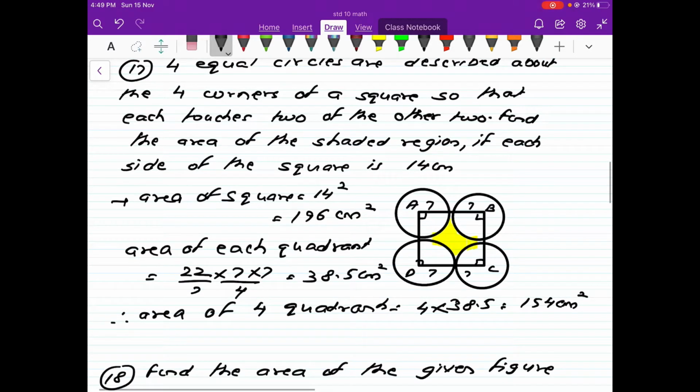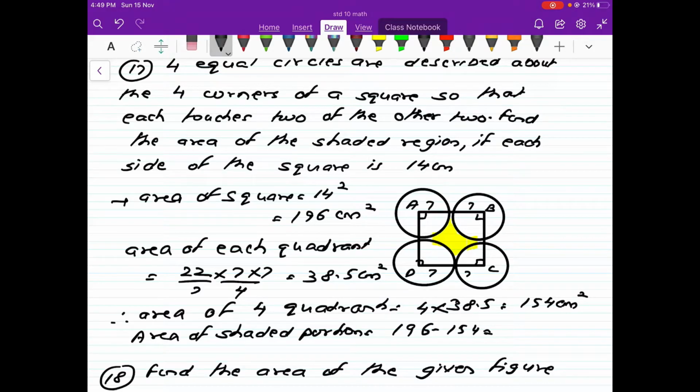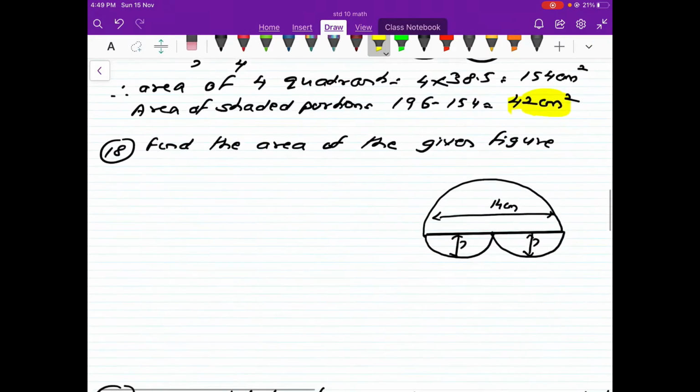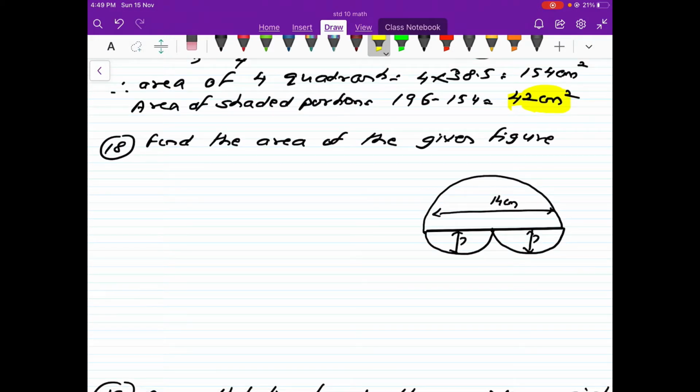Now for finding the shaded area, we have to simply subtract these four quadrants from the area of the square. We are getting 42 centimeters square. So that's the required area. Now the 18th sum is like this. Find the area of the given figure.